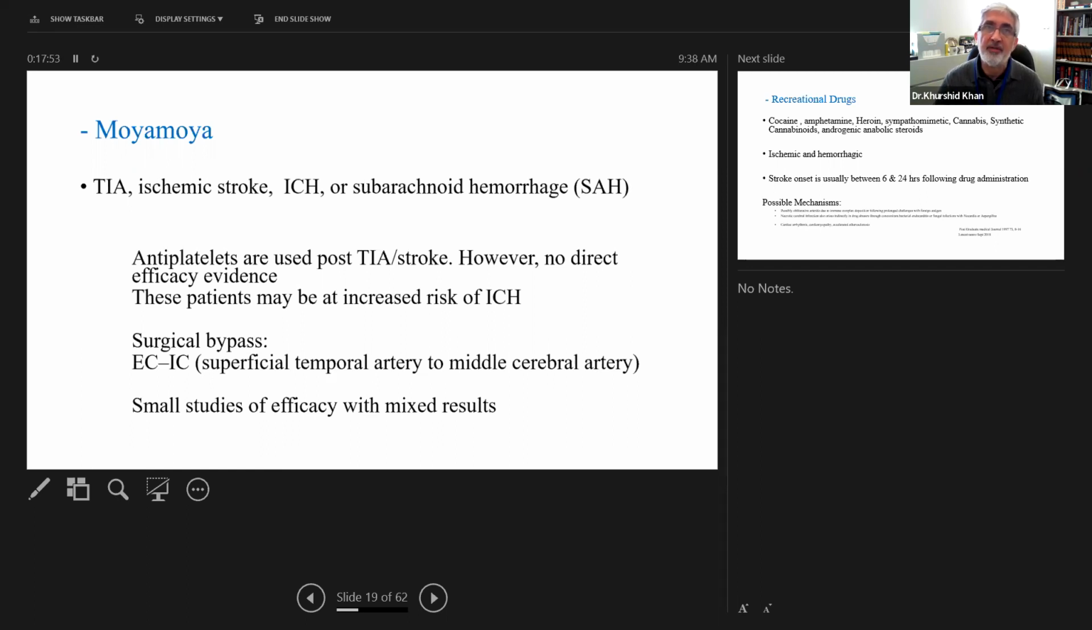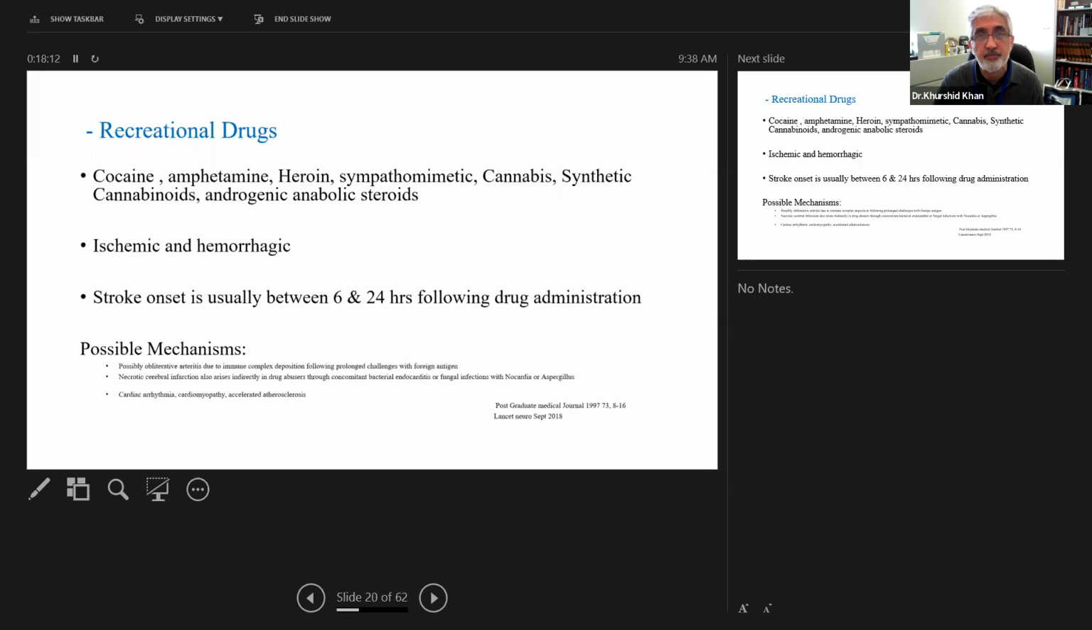So the first line of management is usually medical treatment. If that is a failure, then surgical intervention may be considered in these individuals, by someone who is well experienced in carrying out EC-IC bypass surgery.